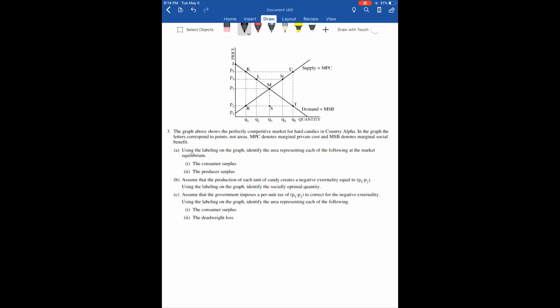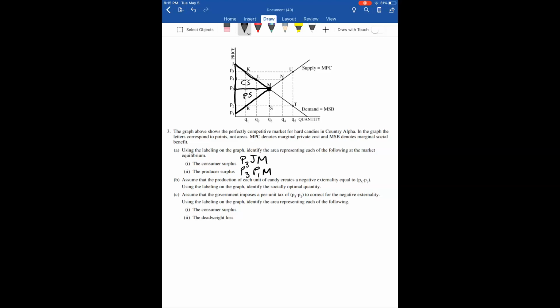So letter A, using the labeling on the graph, identify the area representing each of the following at the market equilibrium. The consumer surplus: at the market equilibrium, right here, the consumer surplus would be this triangle right here, and we identify it using the P3, J, and M points. The producer surplus would be down here, the P3, P1, M, because producer surplus is always priced down to the supply curve. Consumer surplus is always priced up to the demand curve.